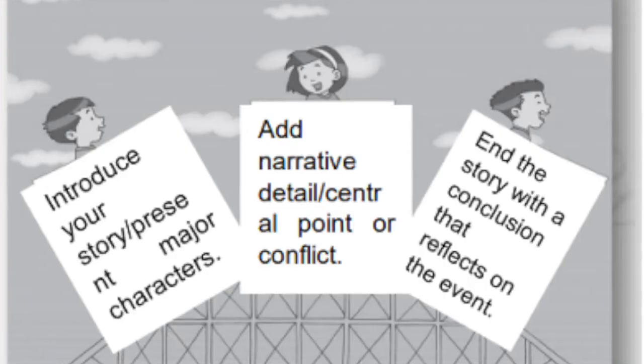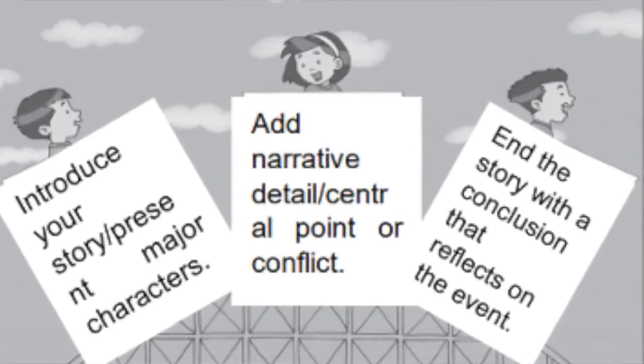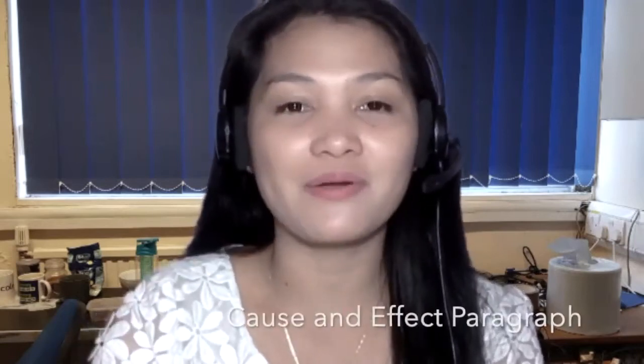The topic of the story was introduced, the narrative details were given, and then the paragraph ends with a conclusion that reflects on the event. All right? Okay. Next, let's have the cause and effect paragraph.